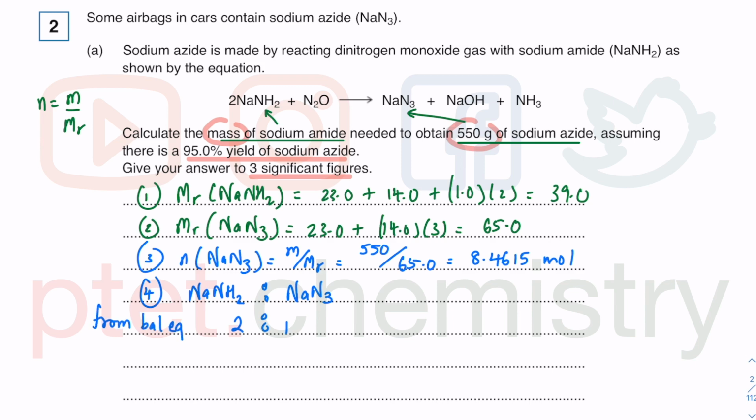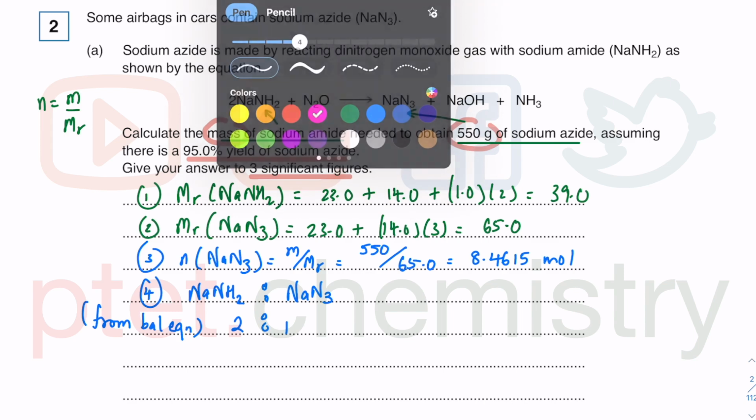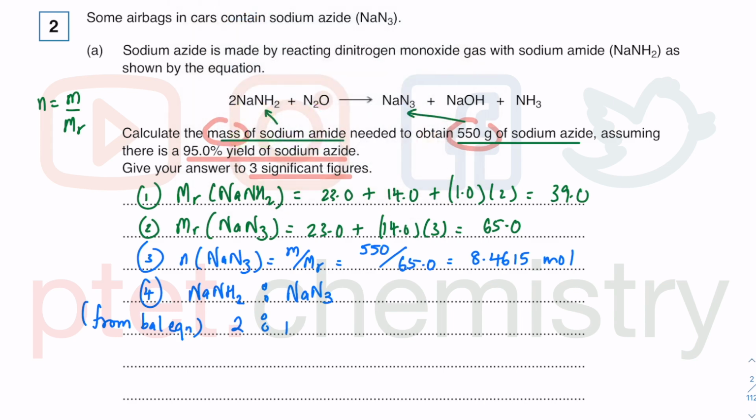So we always compare the mole ratio from the balanced equation first of all. And then we have this NaN3, which is exactly 8.4615 mole from the actual reaction, and we're supposed to find the mole of NaNH2. However, there is a 95% yield of sodium azide. So what we are saying is that not all the 2 mole give you 1 mole. Actually, the 1 mole there is not 1 mole. It should be 95 over 100, because this much mole of NaNH2 only gives you a 95% yield there.